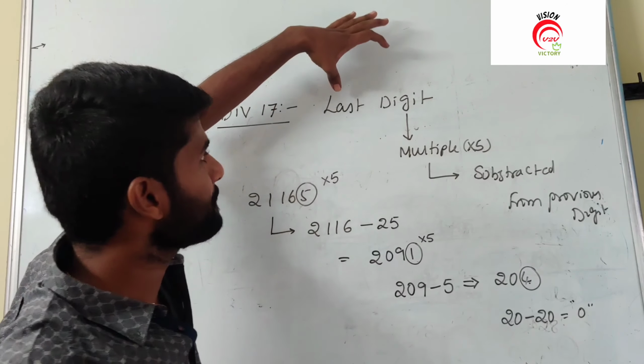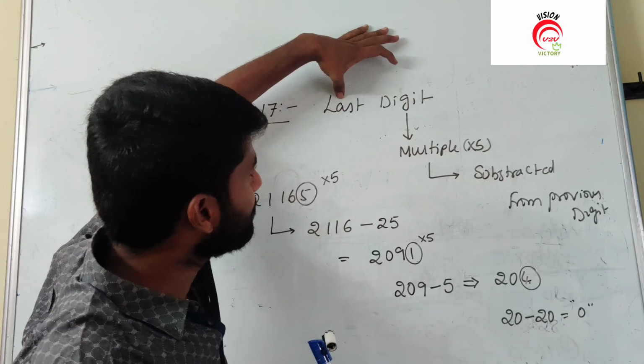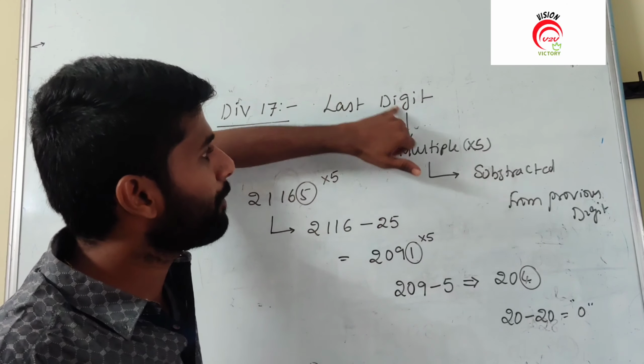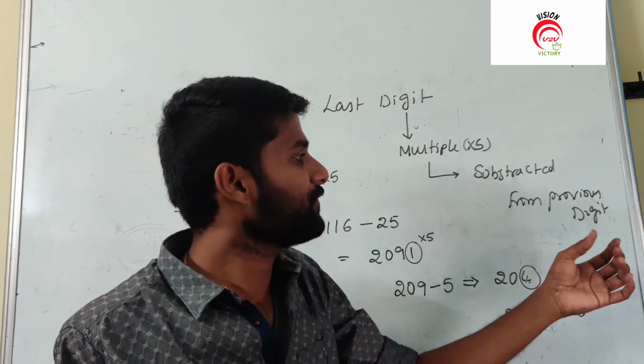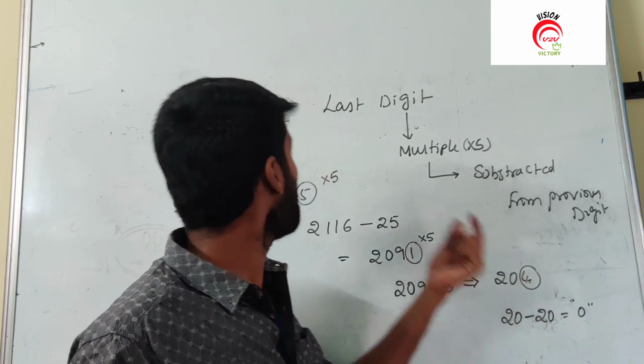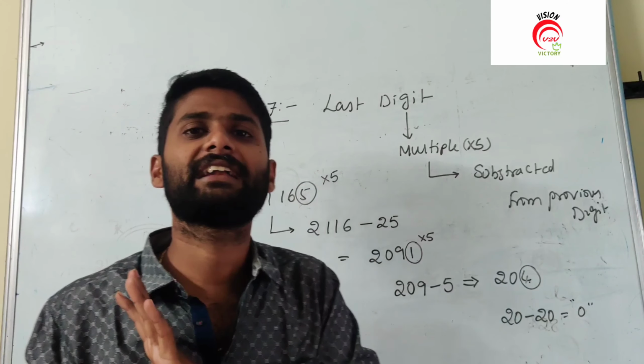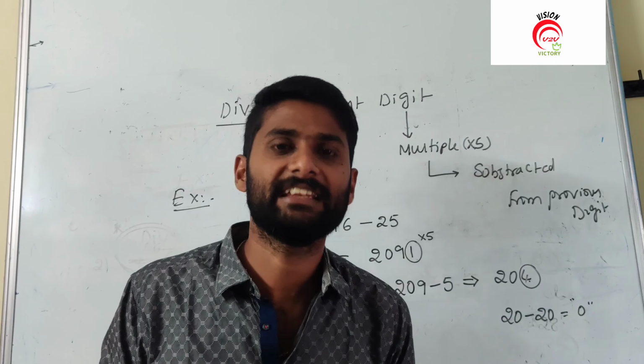Let me explain one thing. Same thing, sorry: if you focus on the last digit, multiply that number with 5 and subtract it from the previous digits, if you get the final resultant as 0 or a multiple of 17, definitely the entire number is divisible by 17.